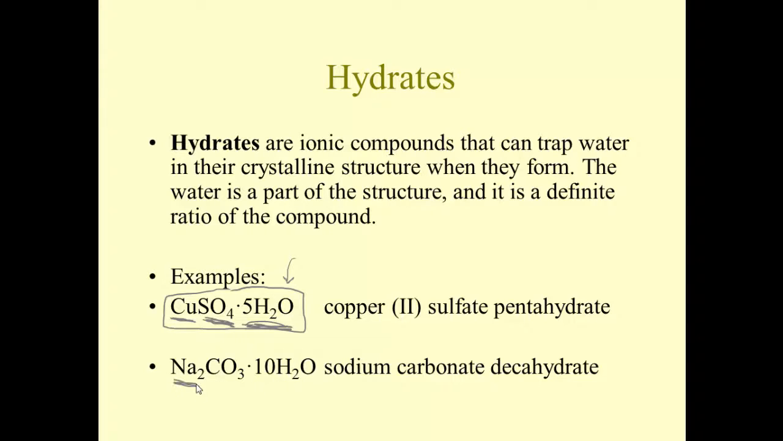So 2 sodiums and 1 carbonate, so that's the sodium carbonate part of this name. But for every 2 sodiums and 1 carbonate, there's actually 10 water molecules trapped inside. So that's where the decahydrate comes from. So the naming system here is you name the ionic compound at the beginning, like normal. Okay, so CuSO4 is copper(II) sulfate. Na2CO3 is sodium carbonate, you name it.